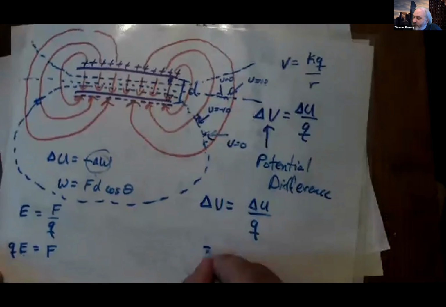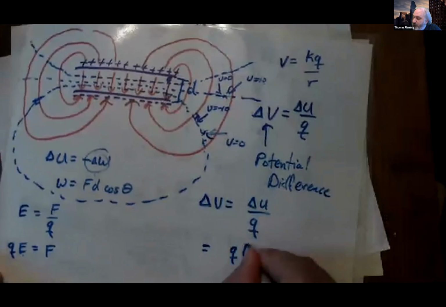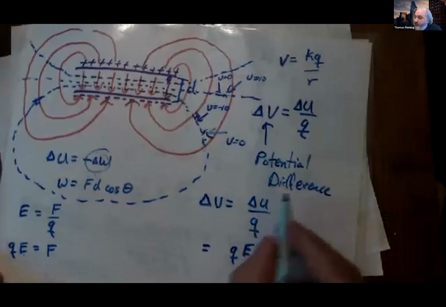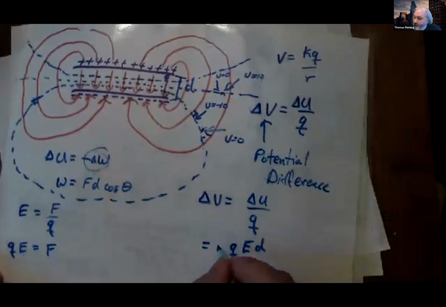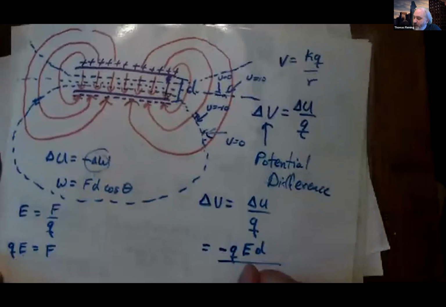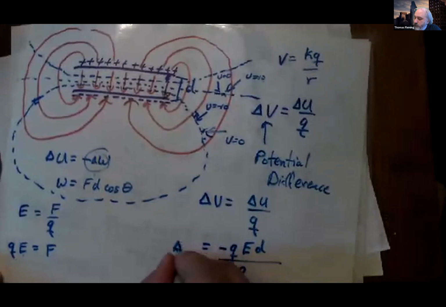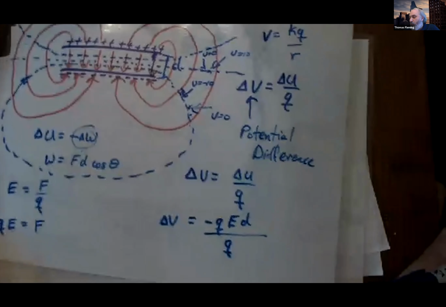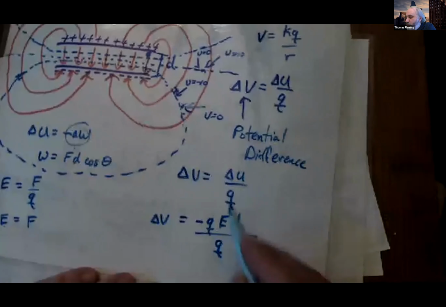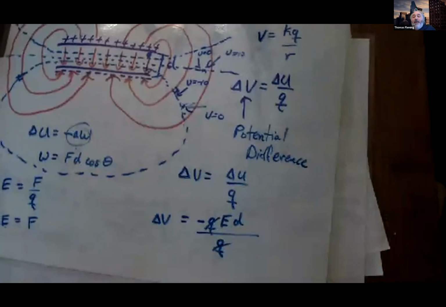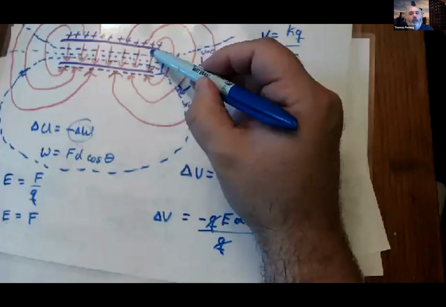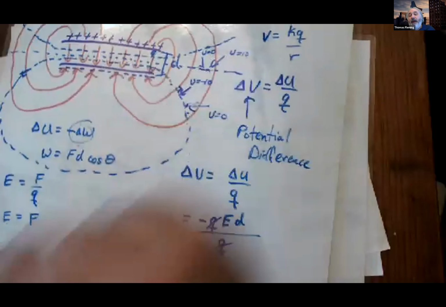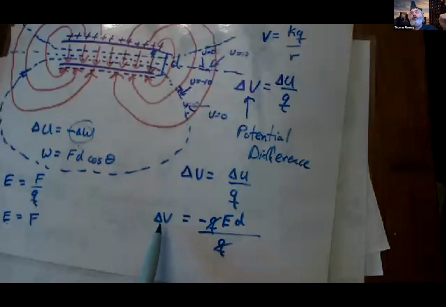So now I've got Q times E times D. That's delta U, the work, right? With a minus sign, divided by Q. Oh, notice Q over Q cancels. It doesn't matter how much charge I put here, because the bigger the charge I put there, the more force I'm going to feel, the more work it's going to be. And since V is per charge, the effect exactly cancels.